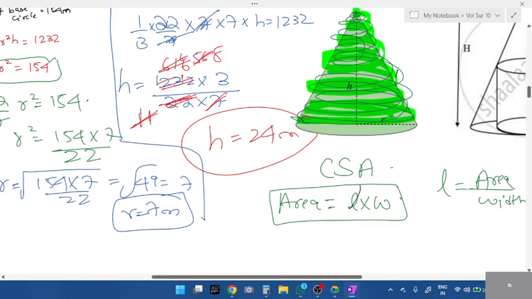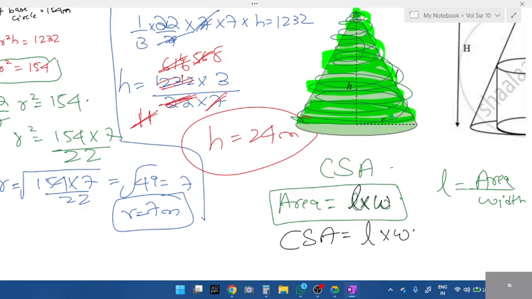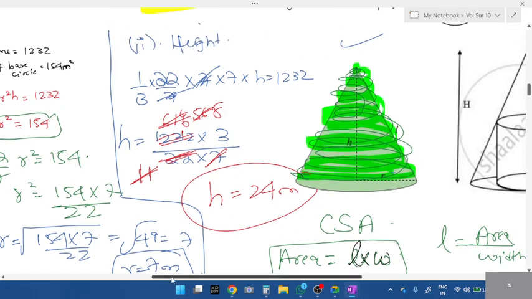If you want to find length, there's only one formula. Area is equal to length into breadth. There is no breadth given. Instead of breadth, width is given. L into W. And here we are talking about curved surface area. So you can also write this formula. Make a note of this formula. Curved surface area is equal to length into width. Just write this. I'll erase all this. We'll start the calculation.